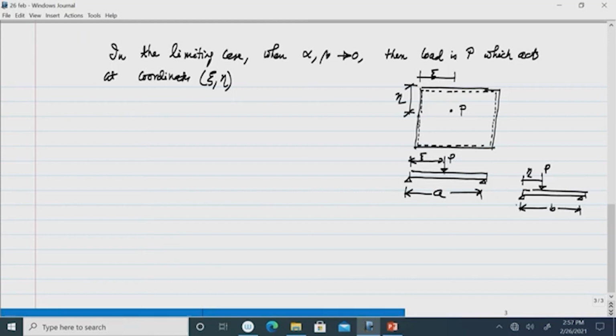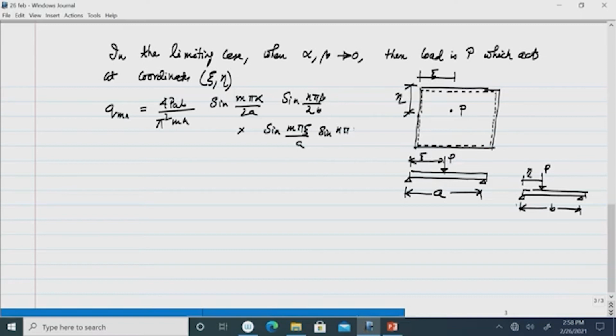Okay. So, we have the expression for Q_mn. Q_mn was 4 P a b over pi square m n, and then sin m pi alpha by 2a, sin n pi beta by 2b, then multiplied by sin m pi xi by a and sin n pi eta by b. And alpha beta were also there in the denominator. Now, take the limit of Q_mn as alpha and beta go to 0.